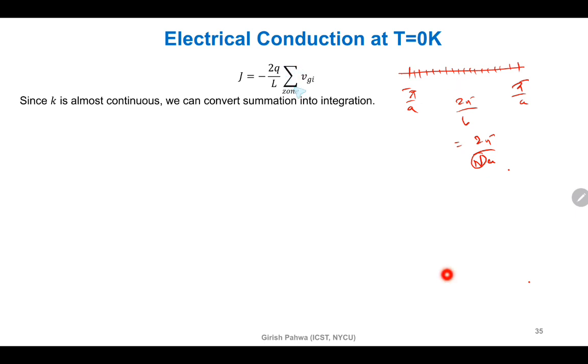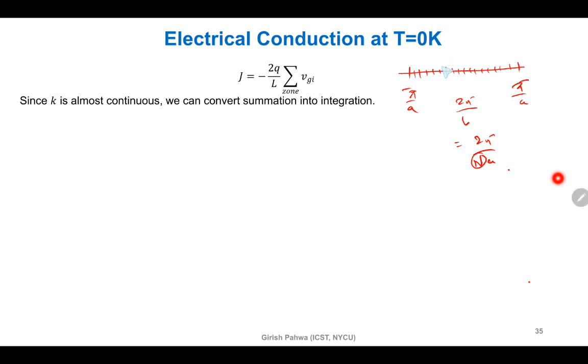If my spacing is continuous, I mean spacing is almost 0, so this summation I can actually convert into an integration also, right? Because what are you summing on? You are summing on k's. These k's are very closely spaced. So this summation over the zone will become an integration. Now how do I convert this summation into an integration?